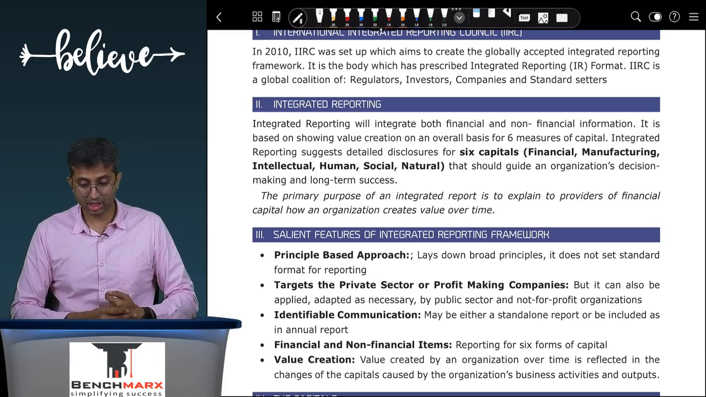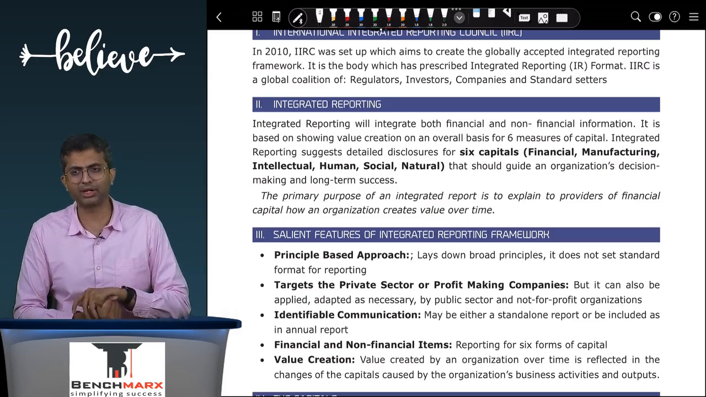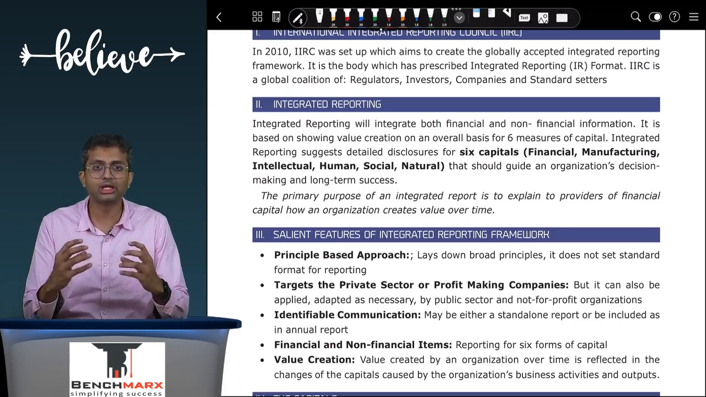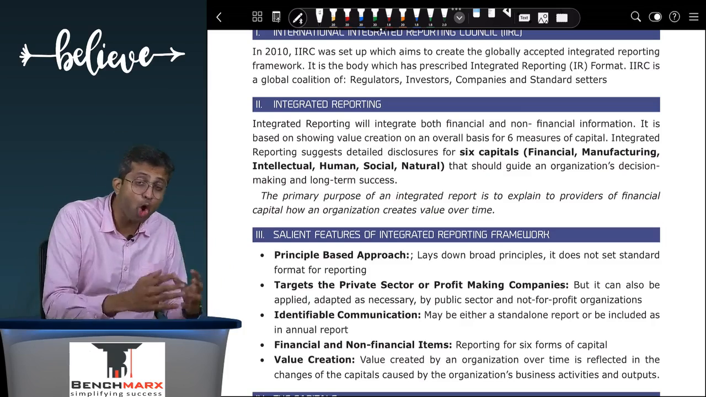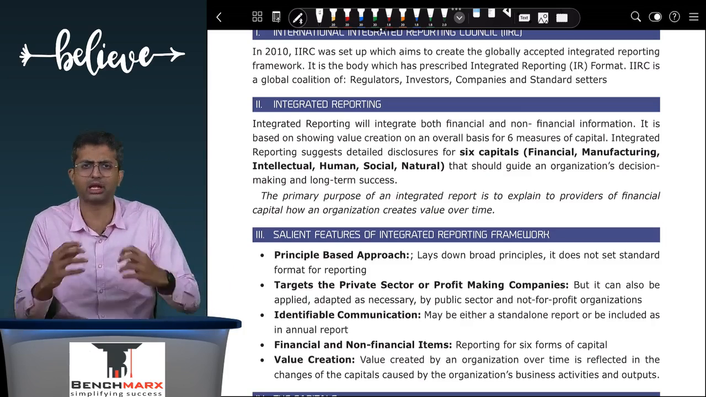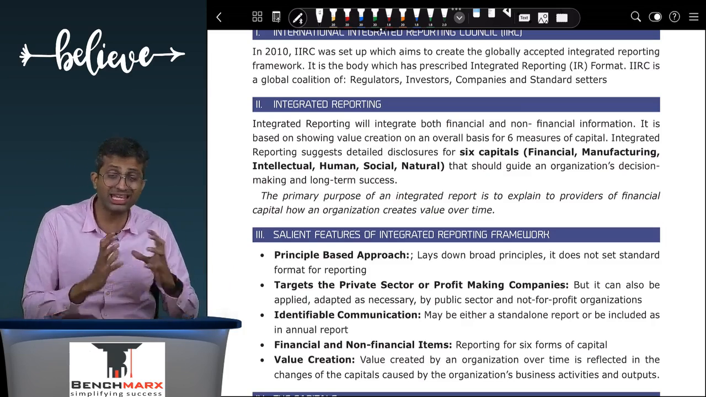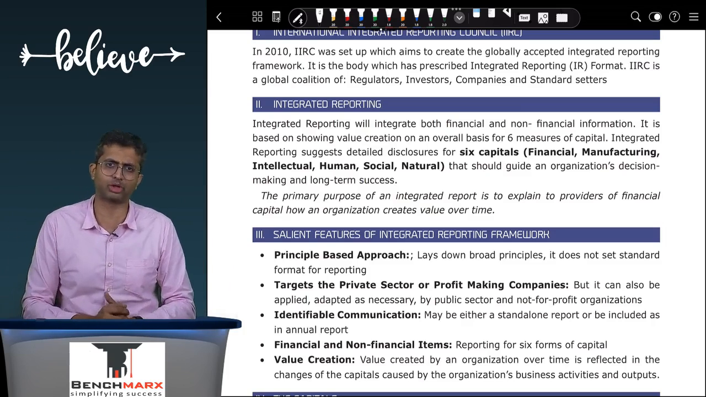Fourth is human capital. How much have you done for your employees, for your staff force? How much human development, how much on the job training, seminars or upskilling have you done for your employees is going to come in your overall human capital contribution.